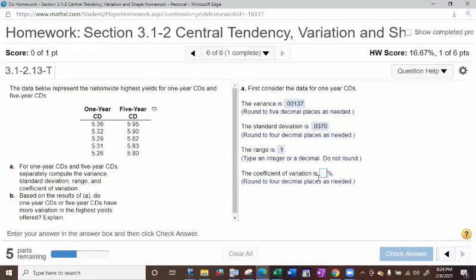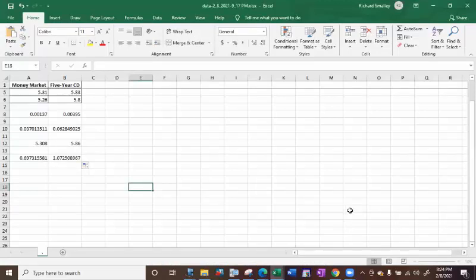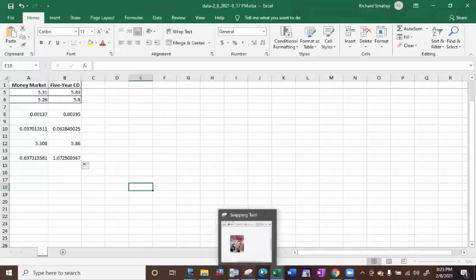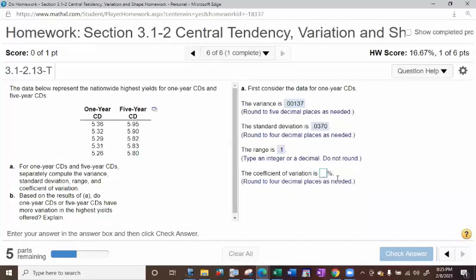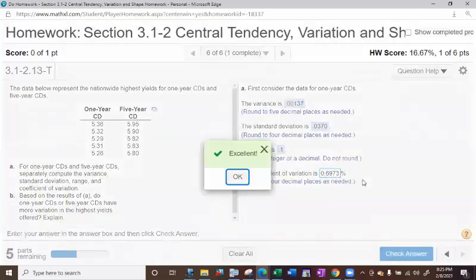Oh, so wait. Get myself confused here. Yeah. So that's already as a percentage because it's multiplied by 100. So 69.73%. Excellent.